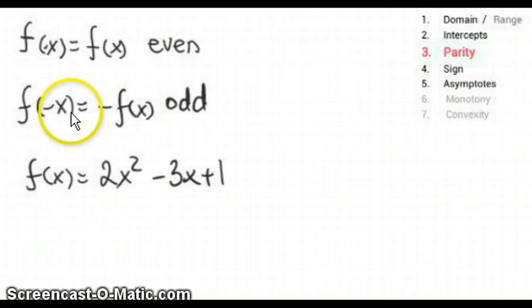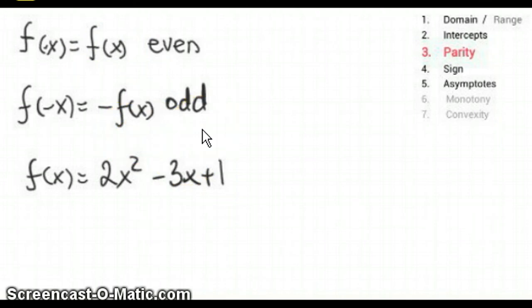If I want to determine whether a function is even or odd, I would always start with calculating f of negative x. If the answer is the same as the original function, then the function is even. If I can factor out the minus, and what's left from the factoring is the same as the original function, then the function is odd. If I can't do either, so I can't obtain f of x by any method, then the function is neither even nor odd.